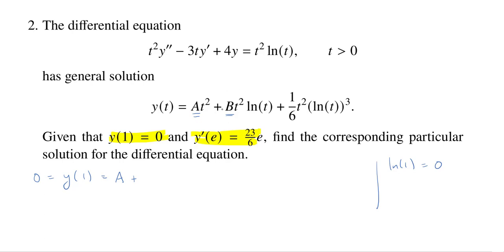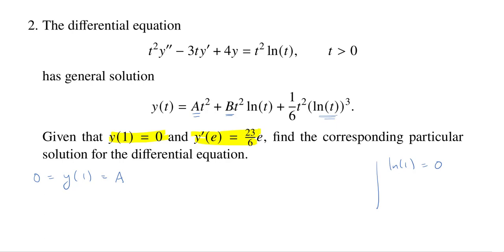And this is amazing. For the exact same reason, ln of 1 over here is 0, so this whole sum goes away. So in fact, this whole expression just becomes 0 equals a. So in our particular solution, there is no t squared term. Fantastic. But we still have this b.